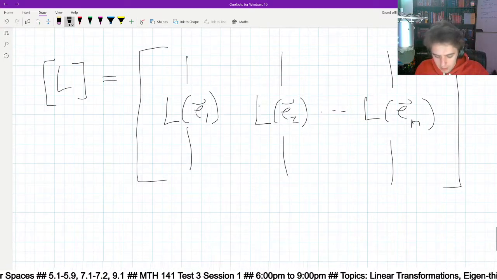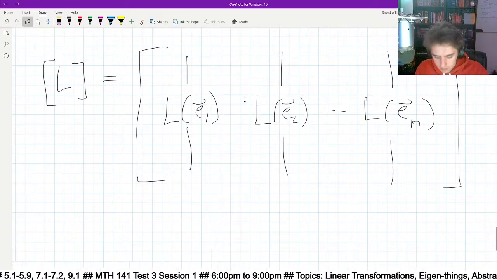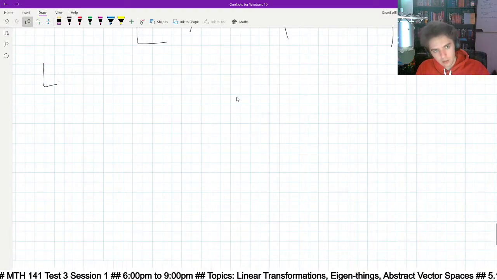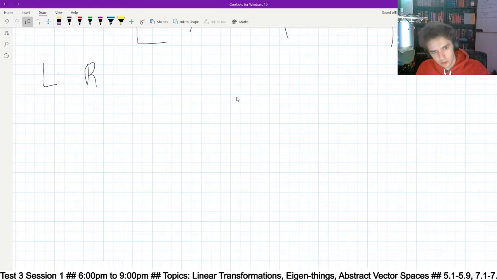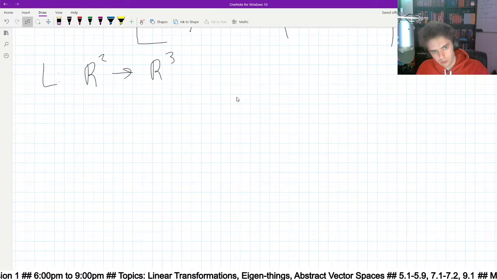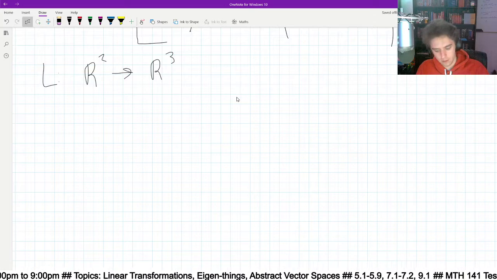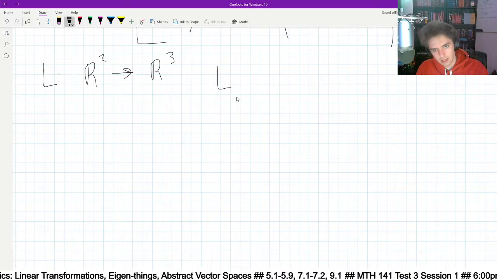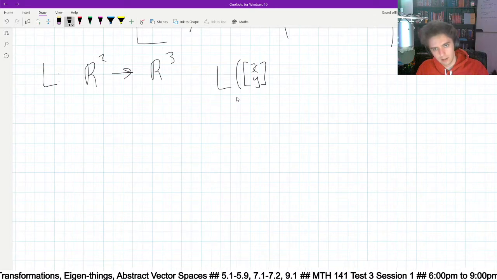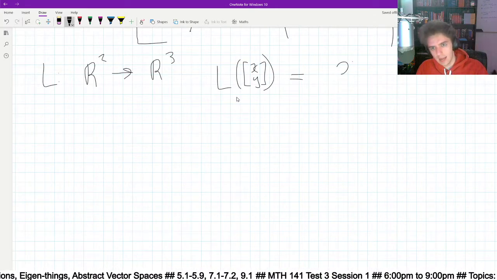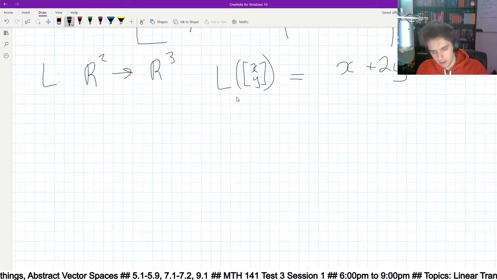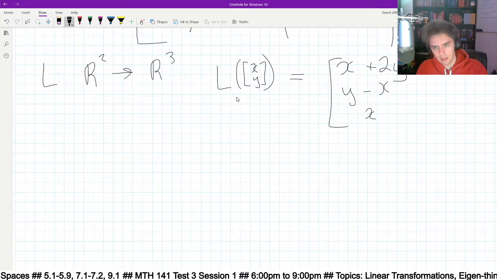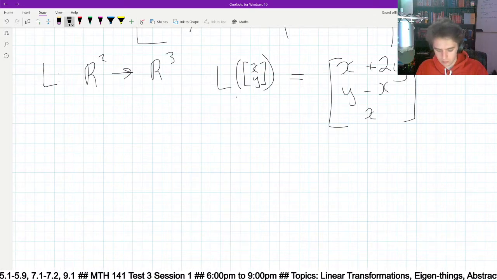Right. So the example is this one. L goes from R2 to R3. And it's defined like this: L of (x, y) is equal to (x plus 2y, y minus x, x). And let's say we know it's linear.